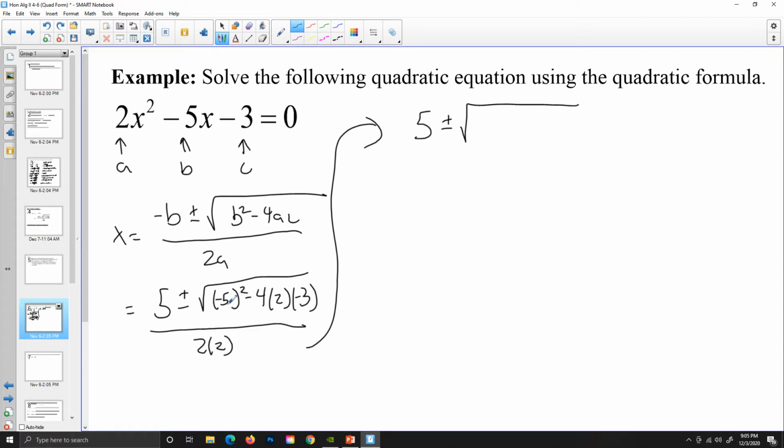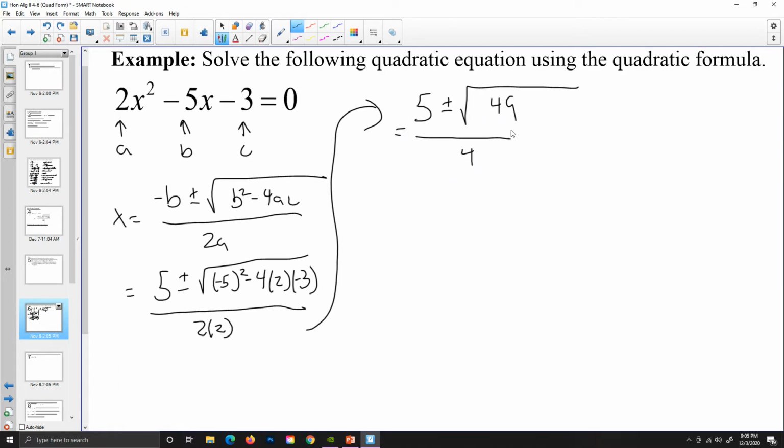So I'll have negative 5 times negative 5 is 25. 4 times 2 is 8. 8 times 3 is 24. 24 and 25 is 49 all over 4. And the square root of 49 is 7, so I have 5 plus or minus 7 all over 4. Now these are all like terms, so I can figure those out. 5 plus 7 is 12, divided by 4 is 3. 5 minus 7 is negative 2, divided by 4 is negative 1/2. And those are my two solutions.